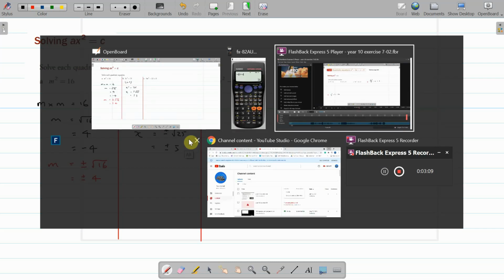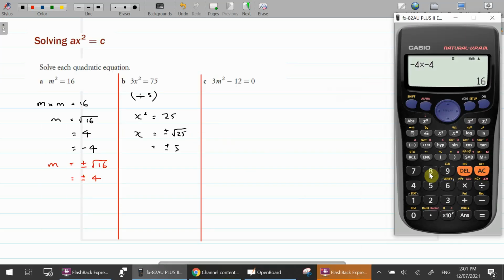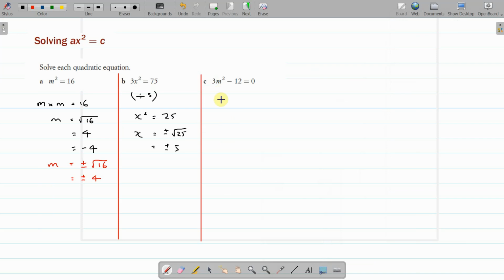because the square root of 25 is 5. Okay, there's that one. Then part C. So to get to the point where we've got m squared equals something, we'll get rid of this minus 12 by adding 12.